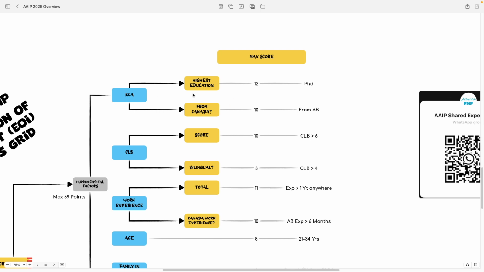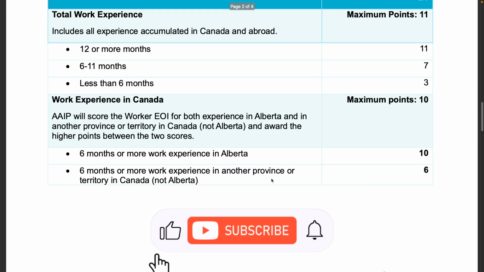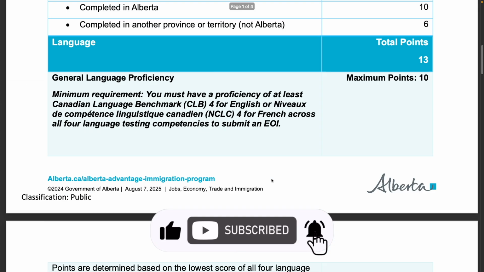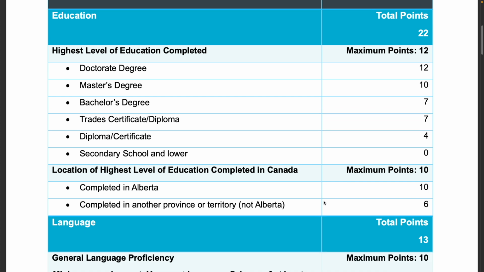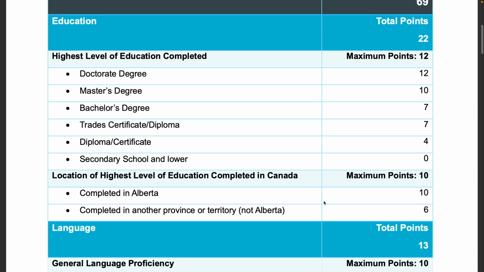Next, on top of it, if your highest education is also from Canada, you get a maximum of 10 more points. Why do I say a maximum of 10 more points? Because you could have done your education from outside Alberta or within Alberta. If you have done your education in Alberta, you get 10 points. If you have done your education outside Alberta but within Canada, you get 6 points. Very interesting point here. There is a lot of confusion among a lot of people on this, so let's spend some time of this presentation on this particular factor.